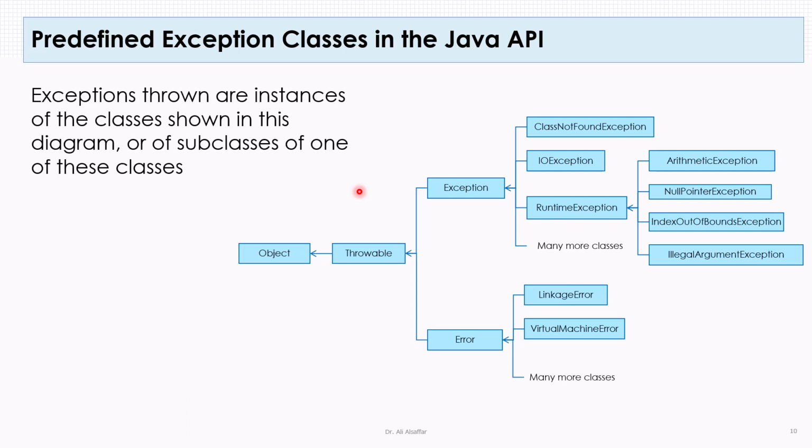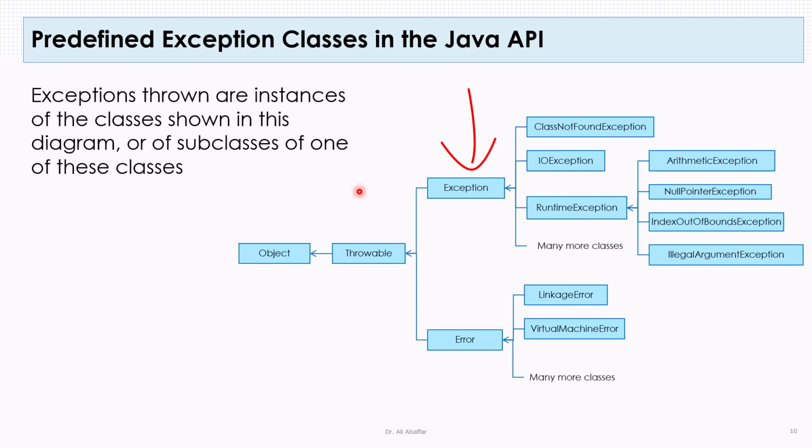Now suppose your program has an error other than an input-output error, and you want to raise an exception. Which exception do you have to use from the Java API? If you know the type of exception, simply throw an object of this exception. Otherwise, you can throw a general exception, that is an object of the superclass exception. And this is what we are going to do for our examples.